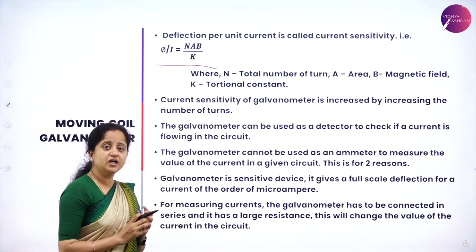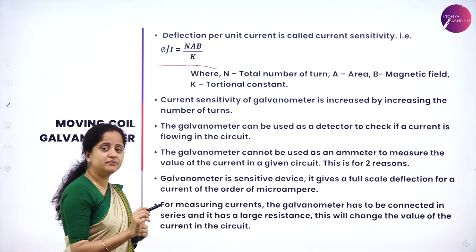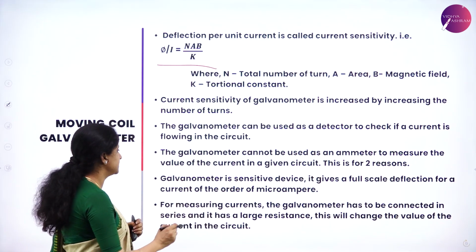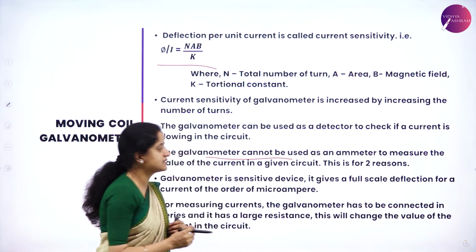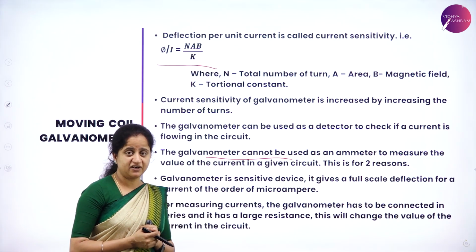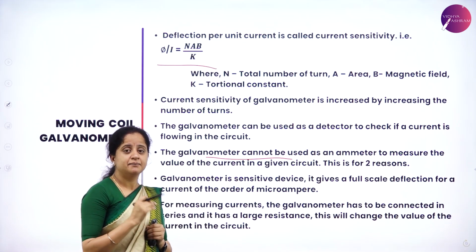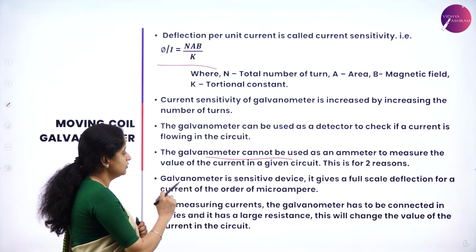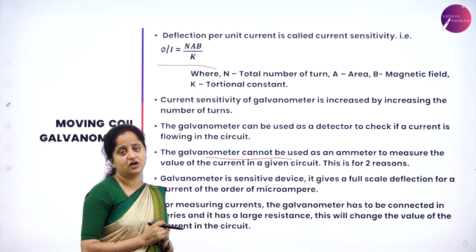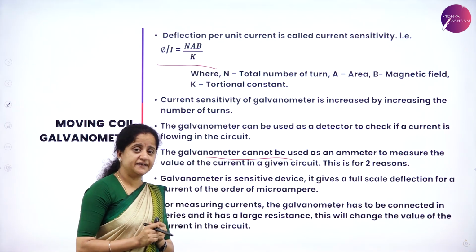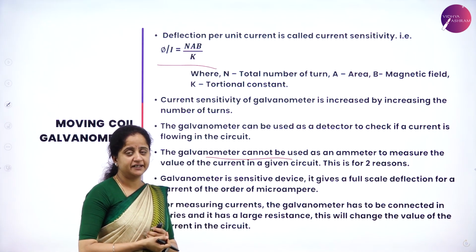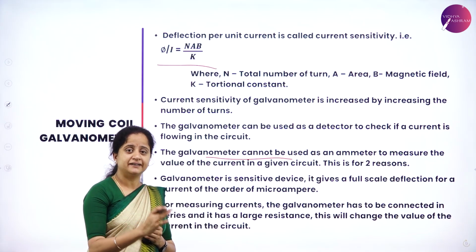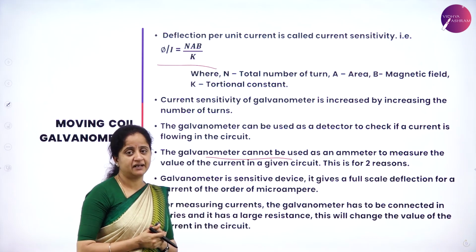So we are talking about the moving coil galvanometer. The galvanometer cannot be used as an ammeter. There is a difference between the ammeter and the galvanometer. An ammeter is a device used to measure current, but a galvanometer is a sensitive device used to detect even a small current. It can even detect currents of the order of microamperes in any circuit. So these are the advantages, theory, principle and working of the galvanometer.